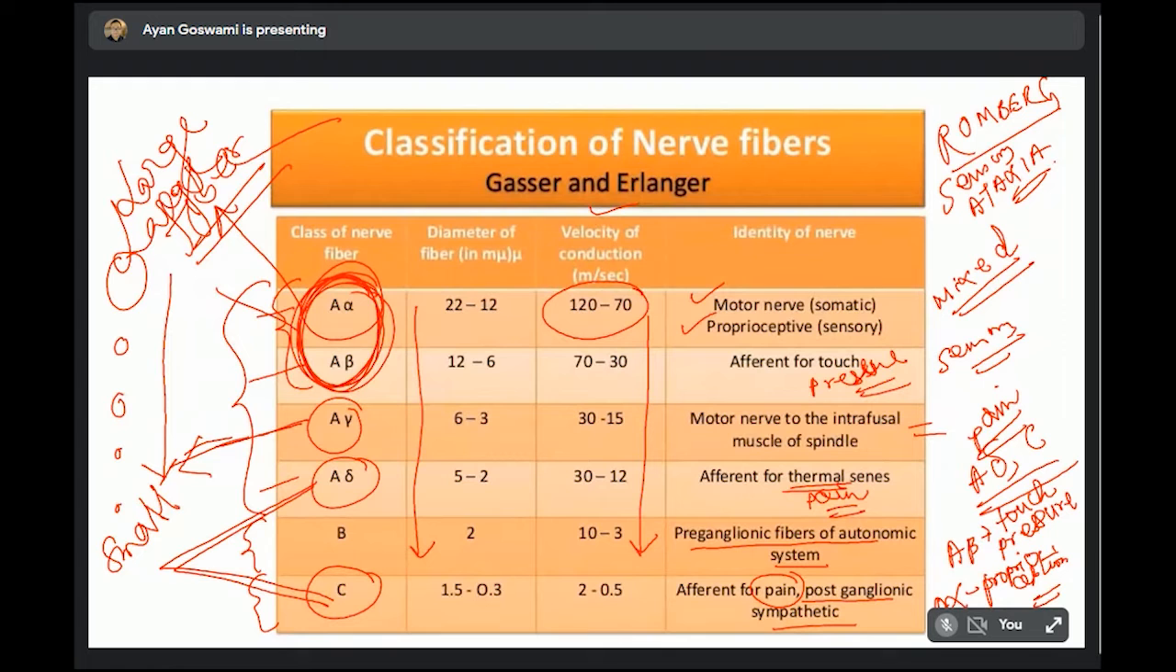So similarly, A beta fiber is for, sorry, touch. Ataxia, can you say it once more?